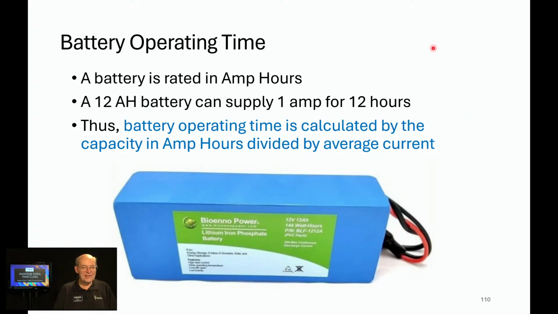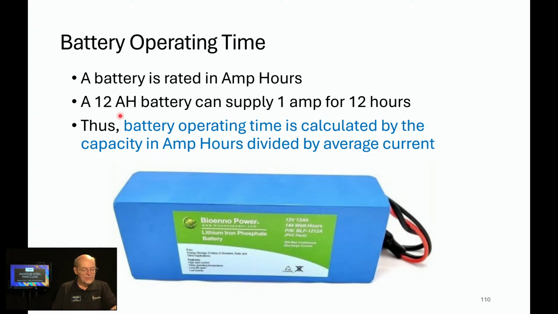Then battery operating time. This was new in this pool. So a battery, and here's a beaten-up battery. This is what I use for POTA and SOTA. I carry one of these. It's a lithium iron phosphate battery. And they're rated in amp hours. Well, what in the world does that mean? Okay, well, a 12 amp hour battery can supply 1 amp for 12 hours, at least in theory, and then it'll be fully depleted. The nice thing about LiFePO4 batteries is they hold their voltage almost constant until they're getting right close to full discharge.